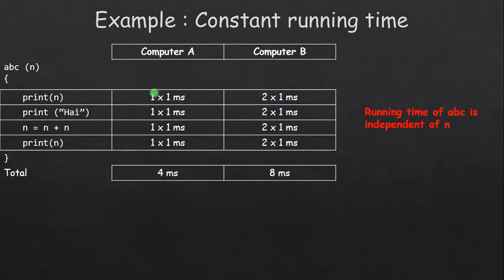Imagine for computer A, each print line takes 1 millisecond. Totally we have 4 lines, so it will take only 4 milliseconds. And for computer B, it takes 8 milliseconds. So it is actually independent of input size. The running time of ABC is independent of n. This is an example of a constant running time algorithm or constant running time procedure.